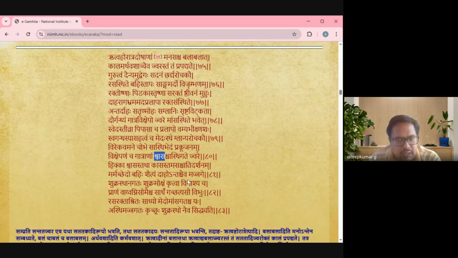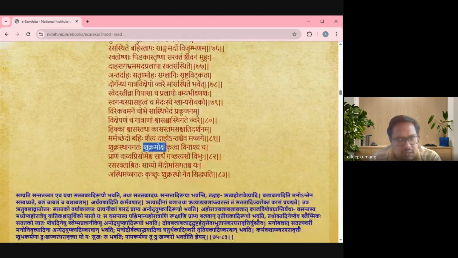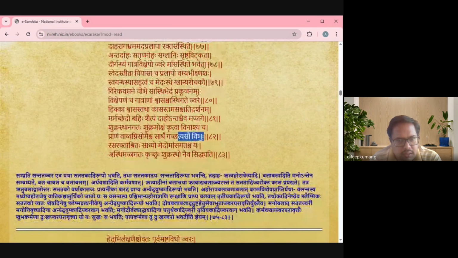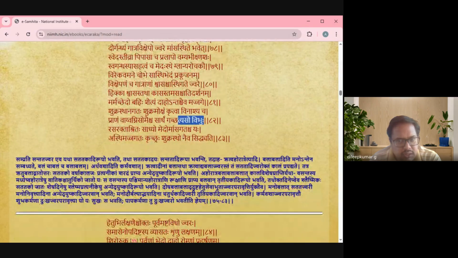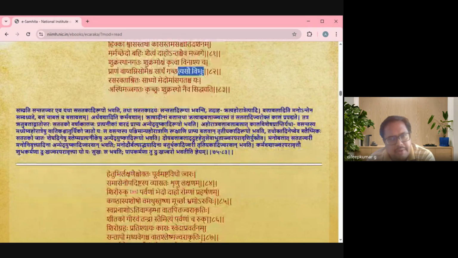Majjagata Jwara will result in Hikka, Shwasa, Kasa, Tamasascha Atidarshanam, Marma Cheda, severe pain. Shukragata Jwara will result in Shukra Moksha, evacuation of Shukra. There are chances of death. Rasa Raktashrita is Sadhya, Medo Mamsa Gata and Asti Majjagata are Krichra Sadhya, whereas Shukragata is Asadhya. So all are entrance points.